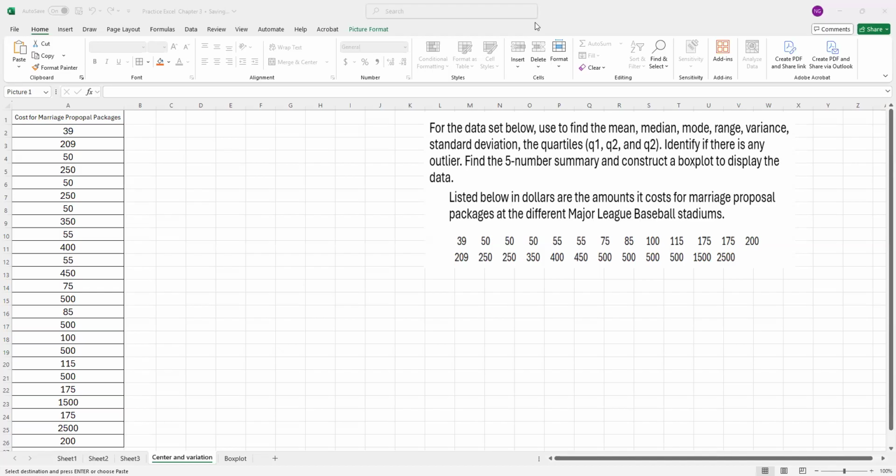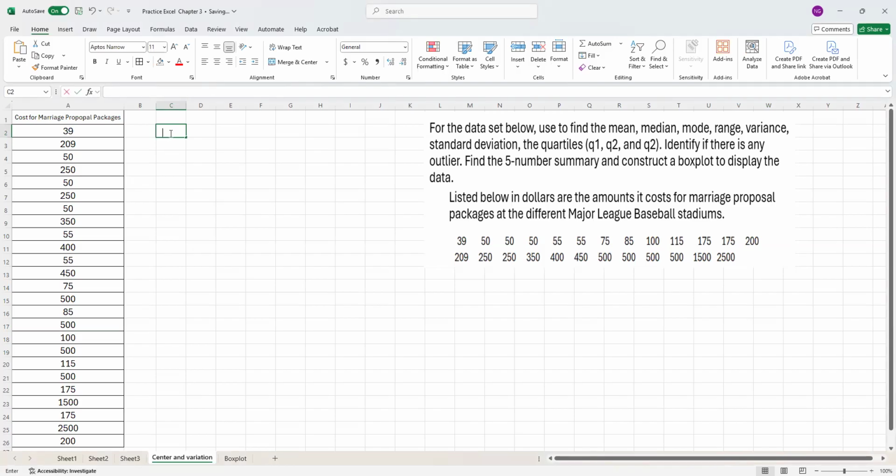In this video, we're going to learn how to construct a box plot using Excel. But before we do that, we need to learn how to find the mean, median, and mode. We can start by making a list. I'm going to show you different ways of doing it. First of all, let's do it manually in Excel.